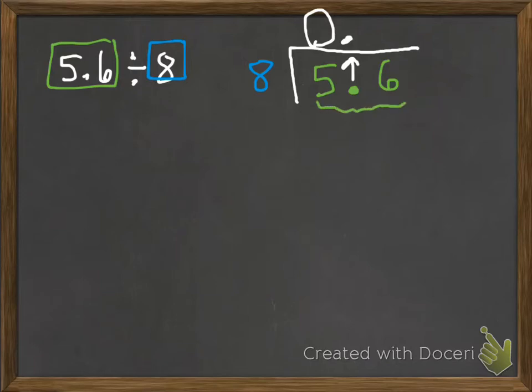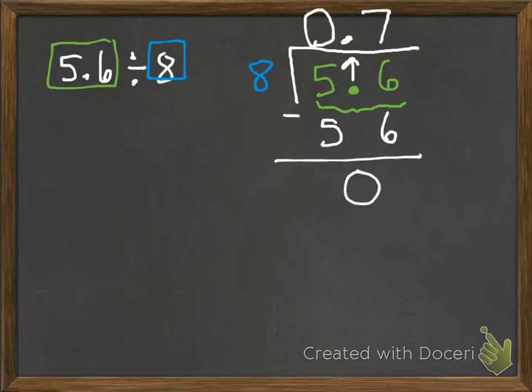Can 8 go into 56? Yes, it can. How many times does it fit in there? Hopefully you said 7. 8 goes into 56 seven times. So we divided. Let's multiply now: 8 times 7 is 56. We multiplied, so let's subtract. 56 minus 56 is 0. And there's nothing to bring down. We're done. The answer is 0.7.